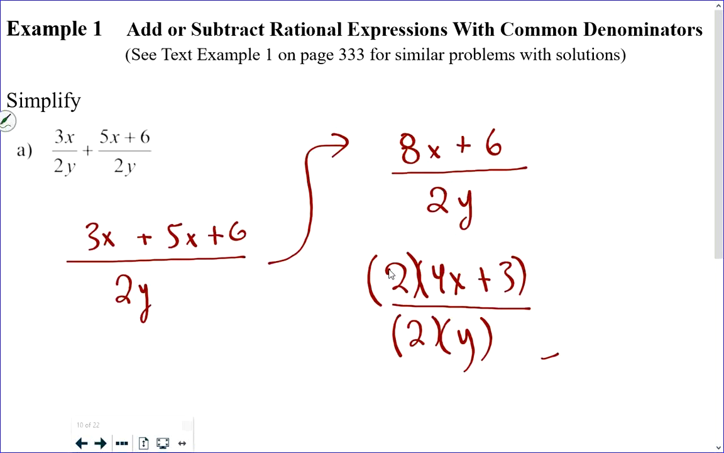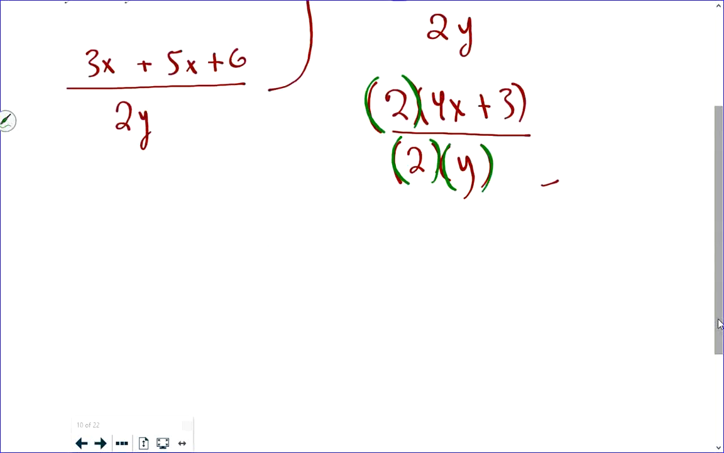I want to make sure that you appreciate something. These brackets that I'm going to put in green are not in any way necessary. I'm just trying to point out to you that they are factors which can cancel with identical factors. So the 2 over the 2 cancels, and I'm left with 4x plus 3 over y. And for everything we do today, everybody, I don't care about non-permissible values. I'm not interested. It's not the point today. Any questions with that example?